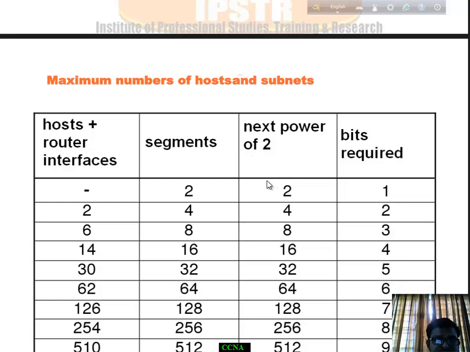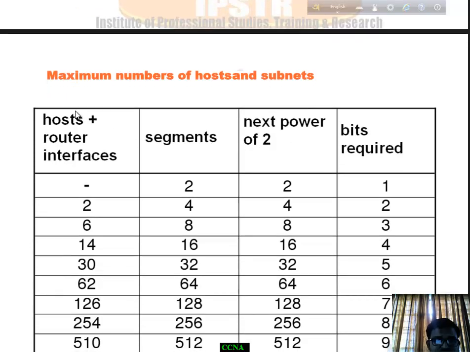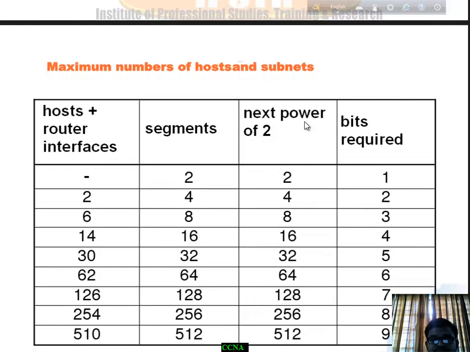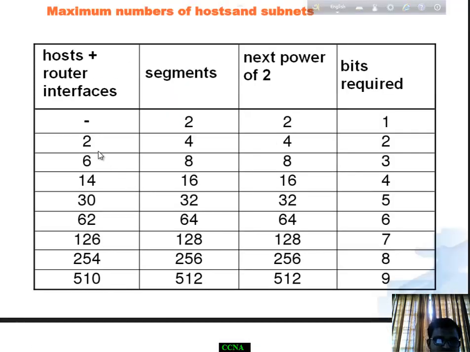This is the subnet. Host, router interface, segment, next power, bits required. The host is the system. So what is the system? This is host, router interface. For example, host and router interface 2, segment 4, next power 4, then bits equal 2.